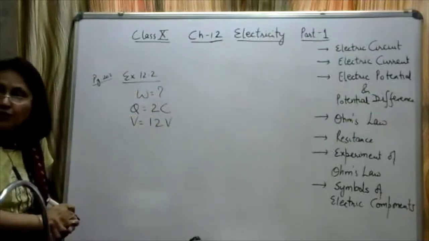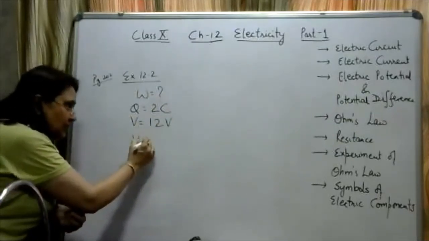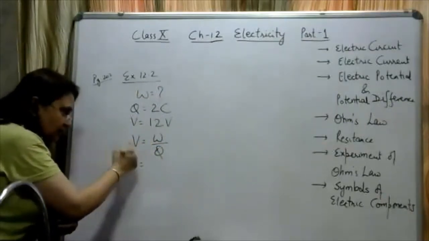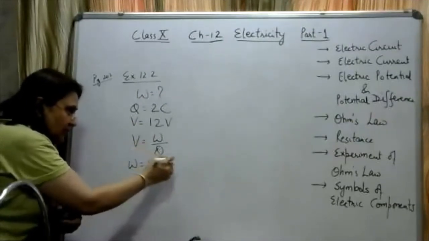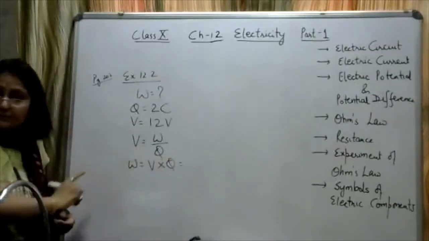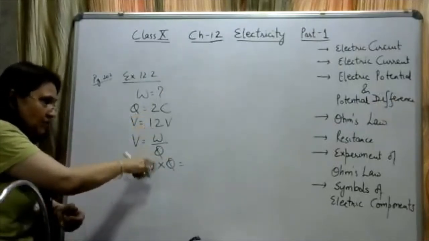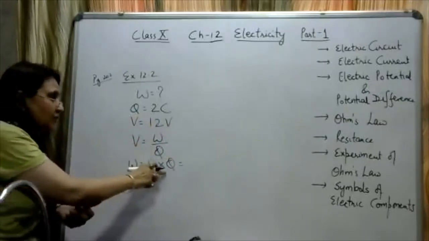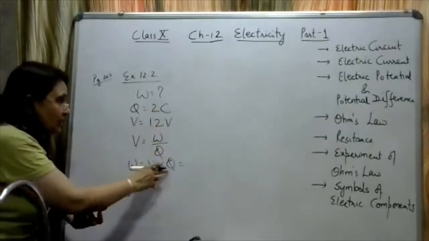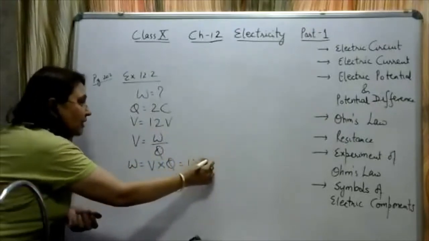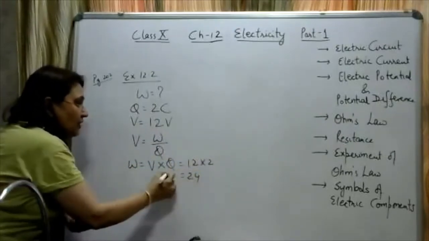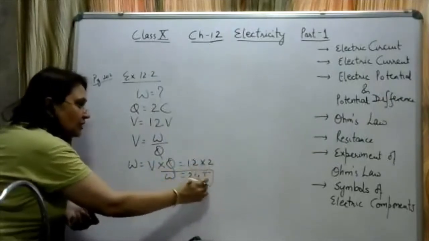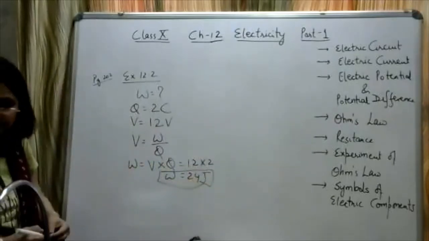So we know that the formula which relates these three is potential difference is work done per unit charge. So as you have to find out the work done, it should be equal to potential difference into the charge. Now before substituting in this formula, you should see that all these are in SI units. Okay, V is in volts, SI unit, Q is in coulombs, which is also the SI unit. Now you can substitute it over here. 12 into 2, 24. What are you finding out? Work done. And what is the SI unit of work? Joules. So the work done is equal to 24 joules.